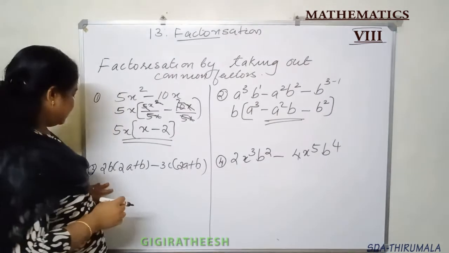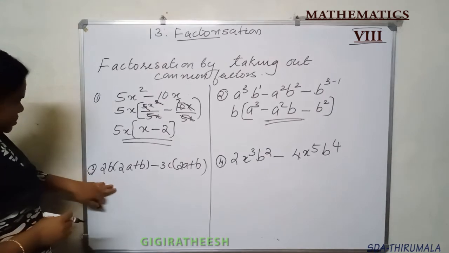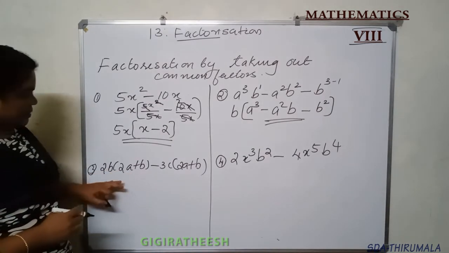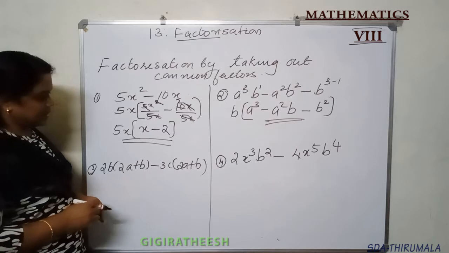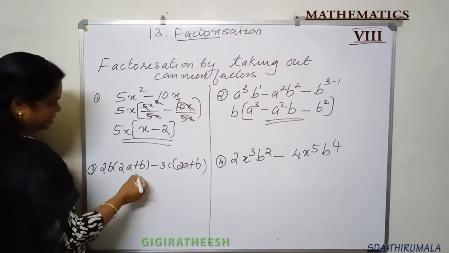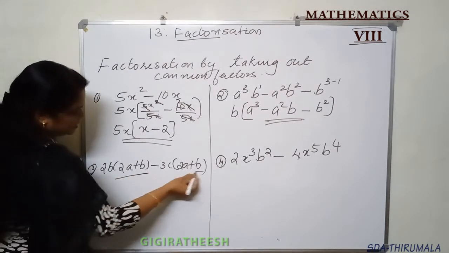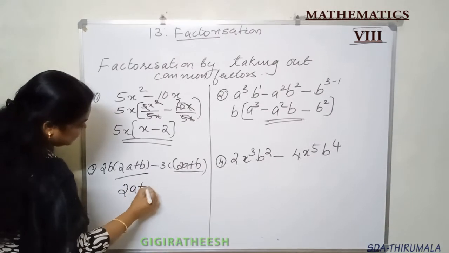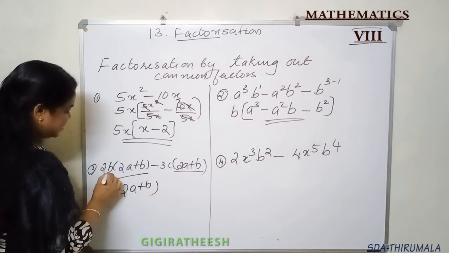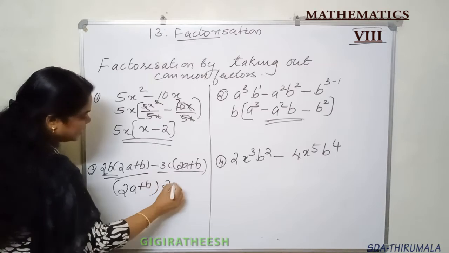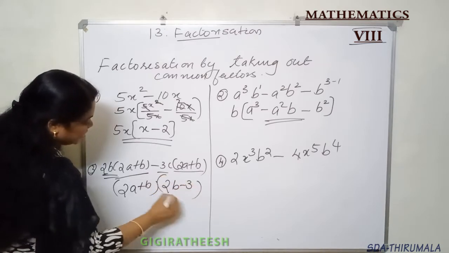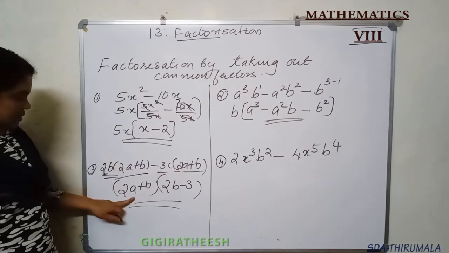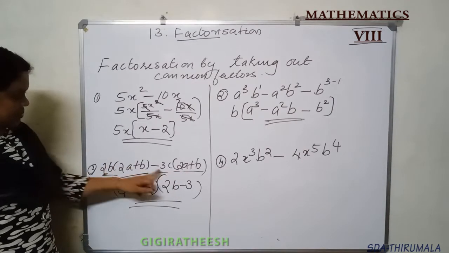The third question is 2b into 2a plus b minus 3c into 2a plus b. Here 2a plus b is common, so take it outside. What else is left? 2b minus 3c. These are the factors: 2a plus b is the common factor, and the rest is 2b minus 3c.